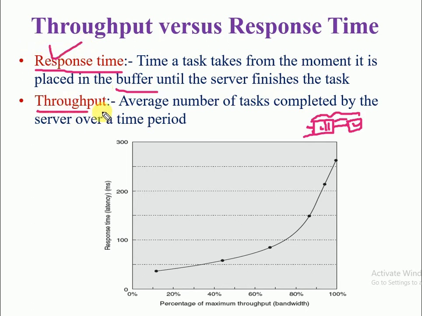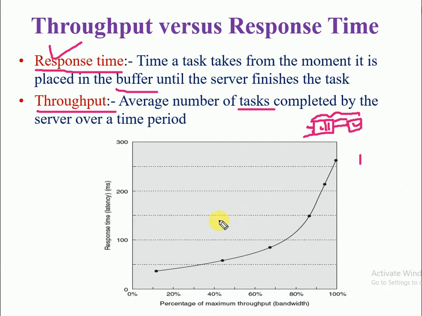Now throughput is the average number of tasks completed by the server within a given time. For example, if 1 hour is given, how many tasks are completed? That actually defines the speed of the system: how many tasks can be completed within a limited time.